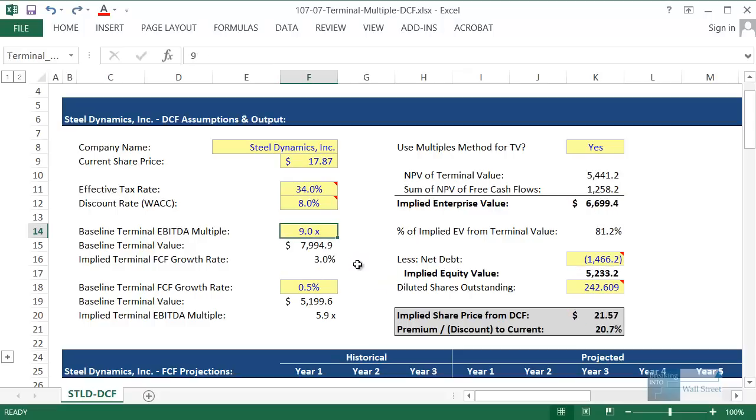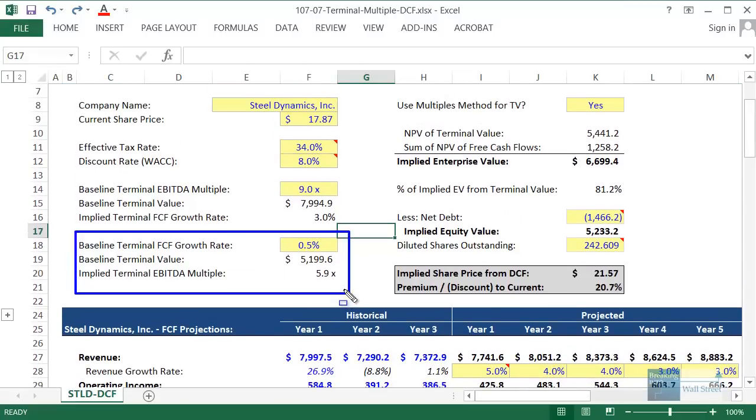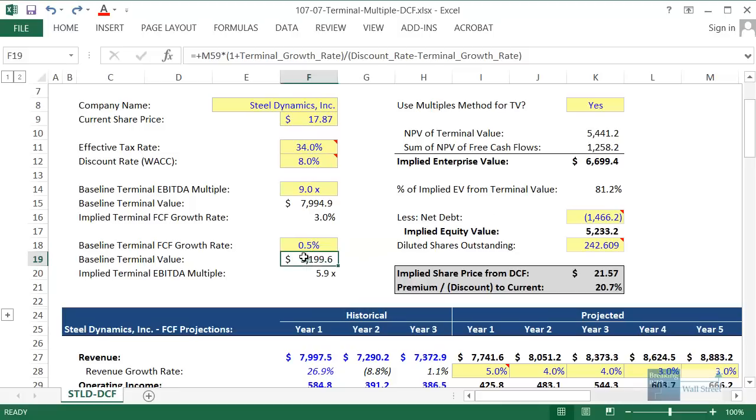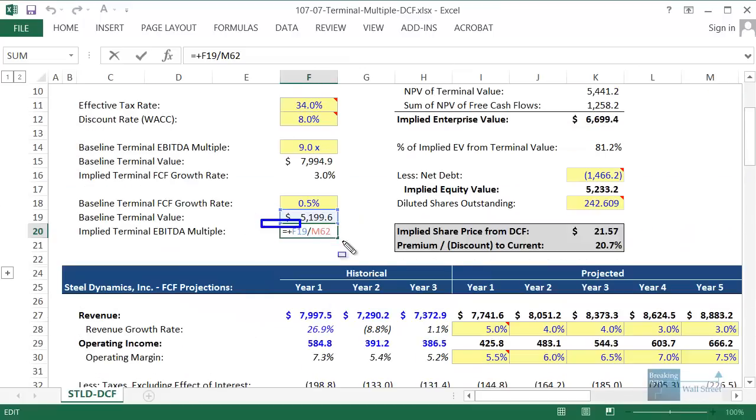So that's a little bit about how you can do a check. And of course, you can do the same thing if you've calculated terminal value using the other method, the long-term growth rate method. And here it's very easy because you have terminal value, and then you can just divide this by the final year EBITDA, and this tells you your implied EBITDA multiple.